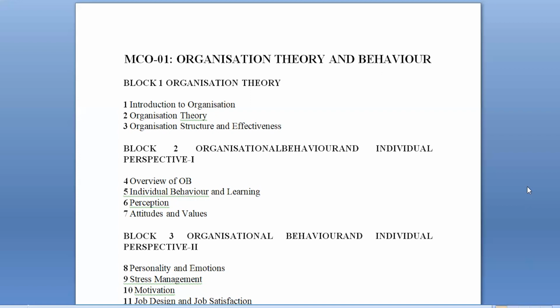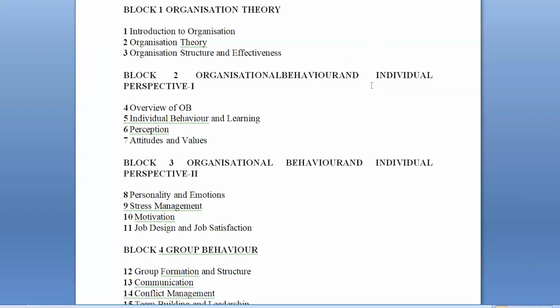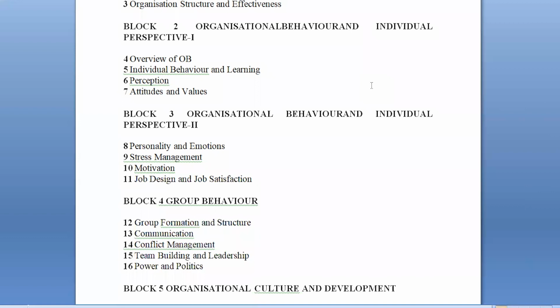Block 2, it is about organizational behavior and individual perspective. It has got Unit 4, Overview of Organization Behavior, 5, Individual Behavior and Learning, 6, Perception, 7, Attitudes and Values. Block 3 concerns with organizational behavior and individual perspective 2, personality and emotions, stress management, motivation, job design and job satisfaction.